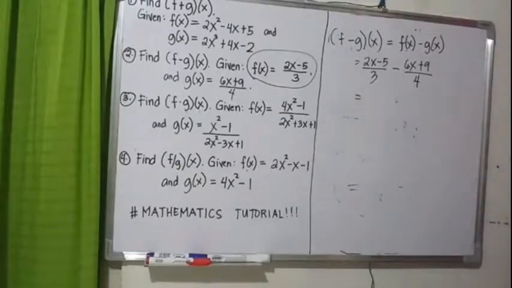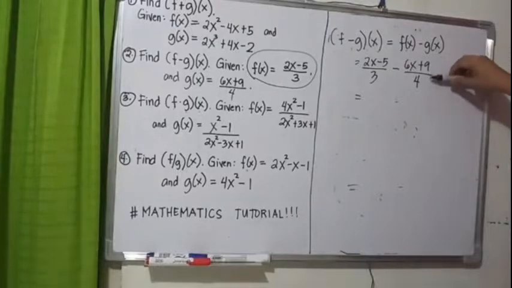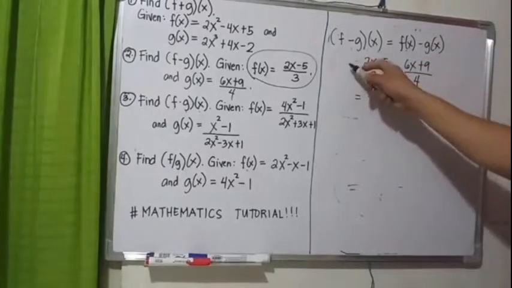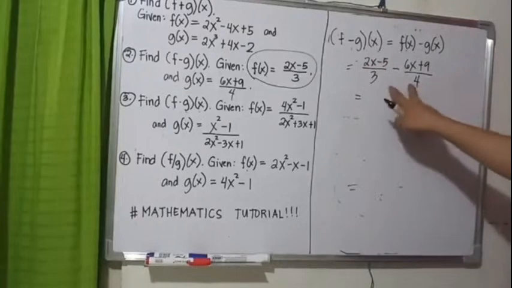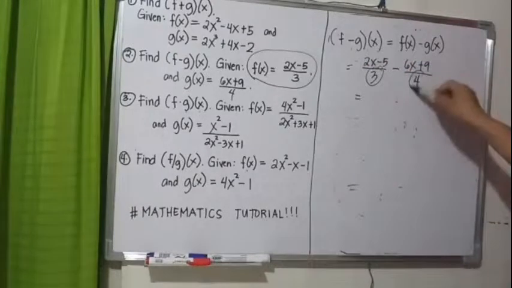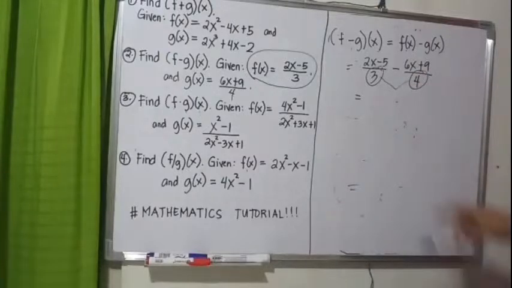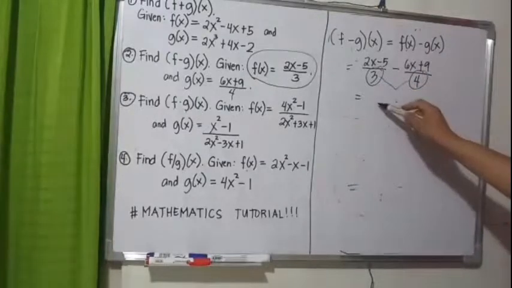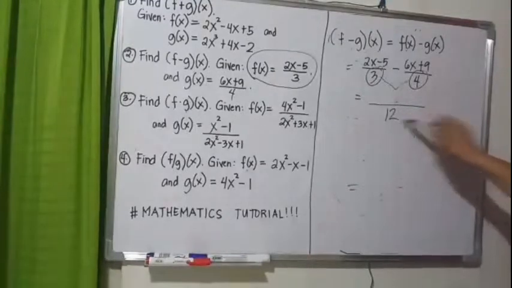Okay, thank you, Sir Mark Angelo Castor. Okay, so, you need to find the LCD. So, ano yung LCD natin dito? So, ang LCD, mag-base tayo sa denominator. So, you need to multiply this one. 3 times 4, that is 12. So, yan ang LCD natin.